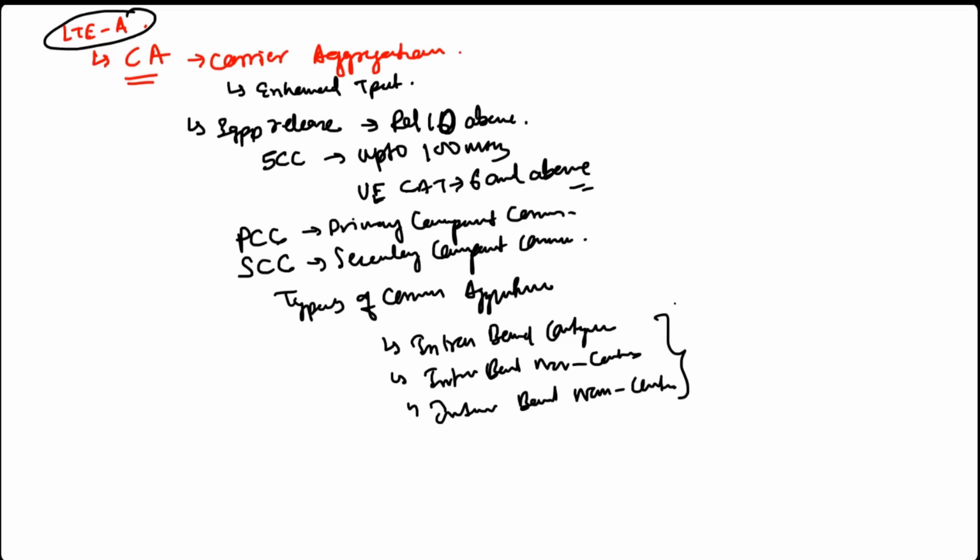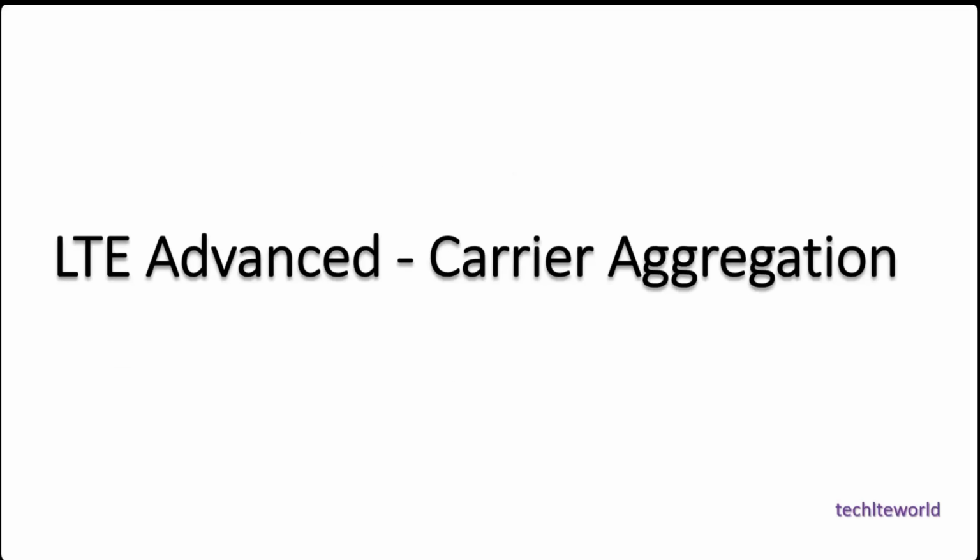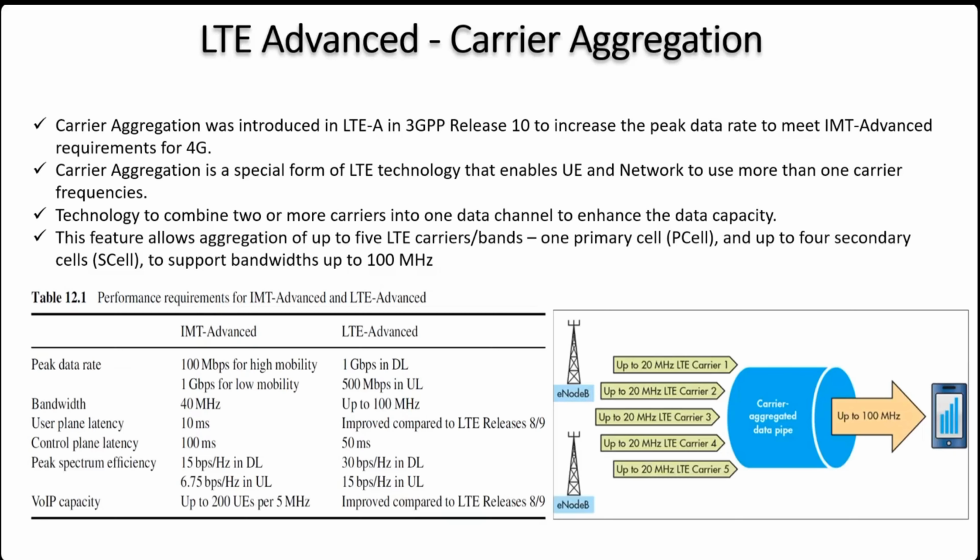So this is the scenario of carrier aggregation introduction. We'll go through the PPT line by line, so it will be easy for us. Carrier aggregation was introduced in release 10 in LTE Advanced. The major focus is to increase the throughput with the existing hardware.